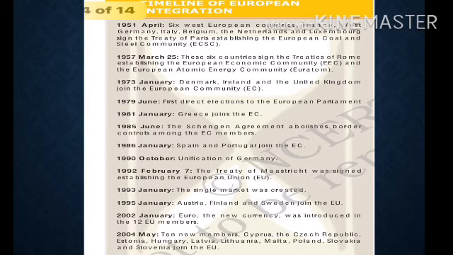In 1993, the single market was created. In 1995, Austria, Finland and Sweden joined the EU. In 2002, the euro, the new currency, was introduced in 12 of the European countries. In 2004, 10 new members joined: Cyprus, Czech Republic, Estonia, Hungary, Latvia, Lithuania, Malta, Poland, Slovakia and Slovenia. All 10 countries joined the EU. In 2007, Bulgaria and Romania joined the EU, and Slovenia adopted the euro currency.